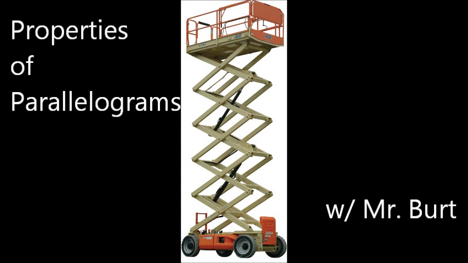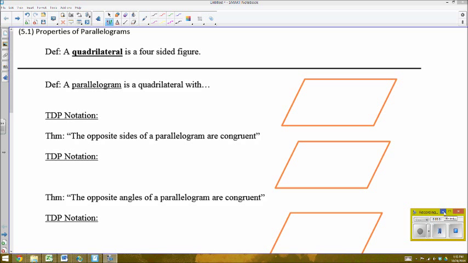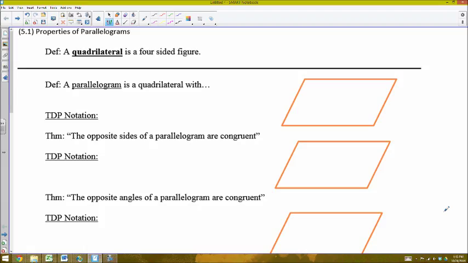inside of a parallel universe. Now that we've studied triangles, we're going to move on to four-sided shapes, which are basically quadrilaterals.